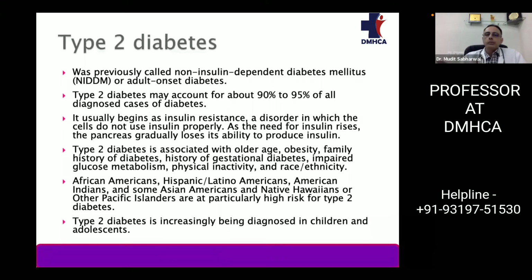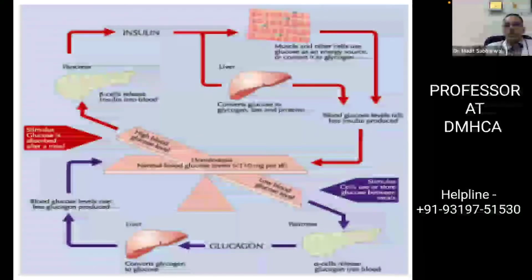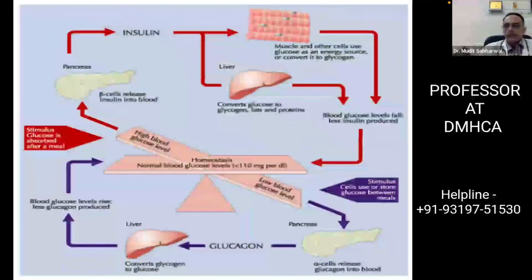We are probably one of the most prominent races to get diabetes. With us, it's African Americans or Hispanics. Type 2 diabetes is increasingly being diagnosed in children and adolescents also. As I said, the age which was 40 before has now come down.